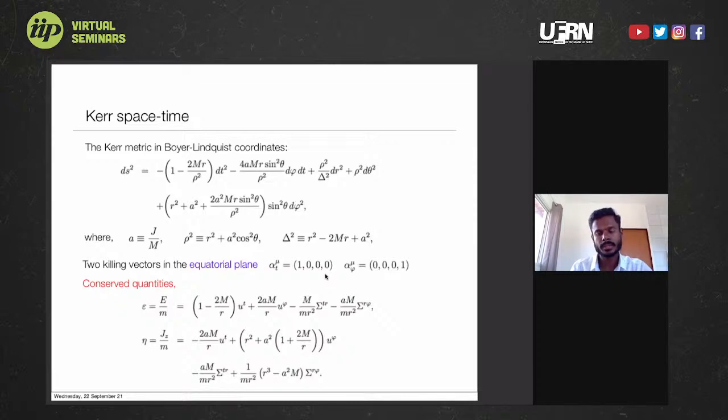Being defined this, it's very handy to obtain the conserved quantities: the total conservation of energy and the total conservation of angular momentum. For our calculation purpose, we scale it with the mass of the particle, the spinning particle small m, which is of course constant. So E by m and Jz by m, call it as epsilon and eta, right?